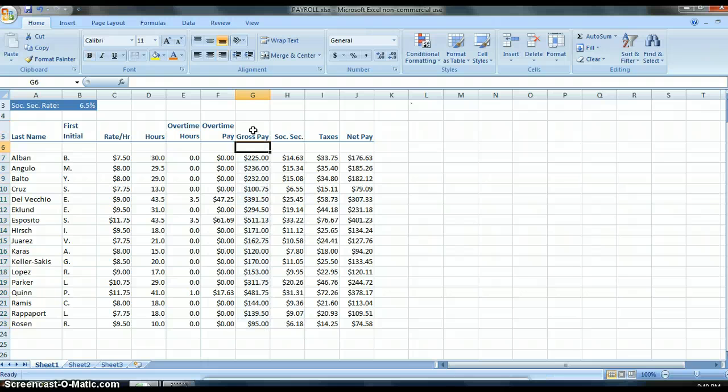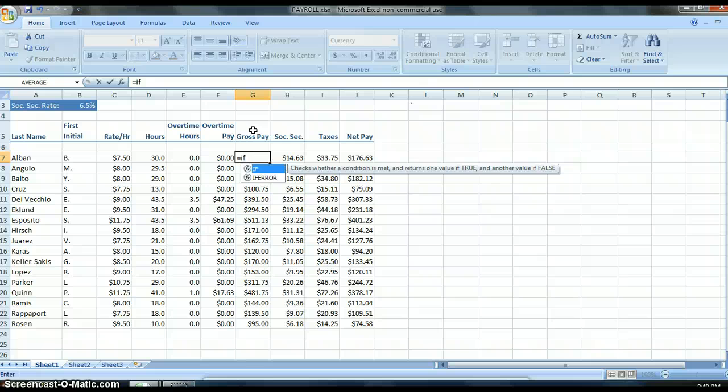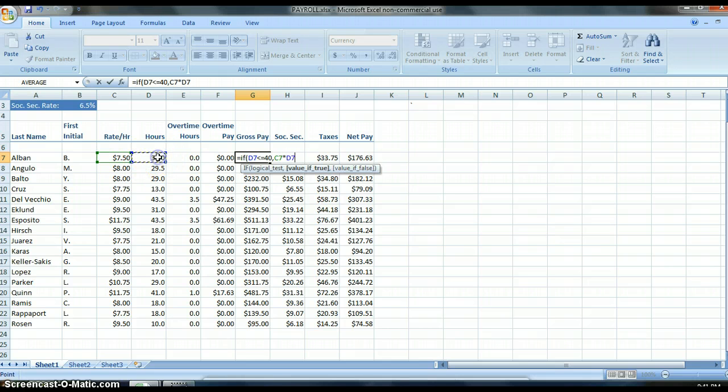So now what we're going to do, in G7 we're going to create a new gross pay formula. This is going to be an if statement. So equals if open parenthesis. We're going to check our D7 again. So if it is less than or equal to 40, that is our test, we're going to put in a comma. We are going to take C7 times D7. That way it's just our regular hours.